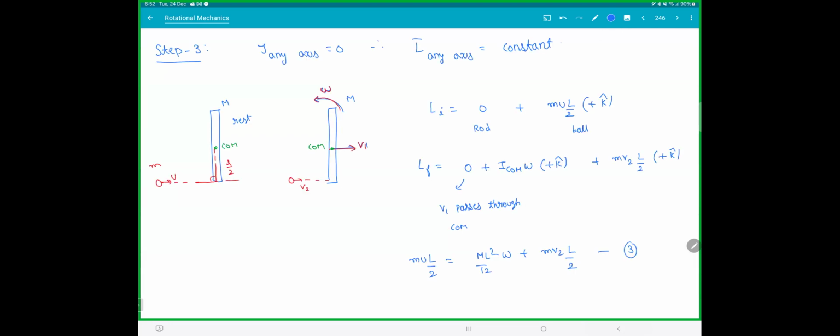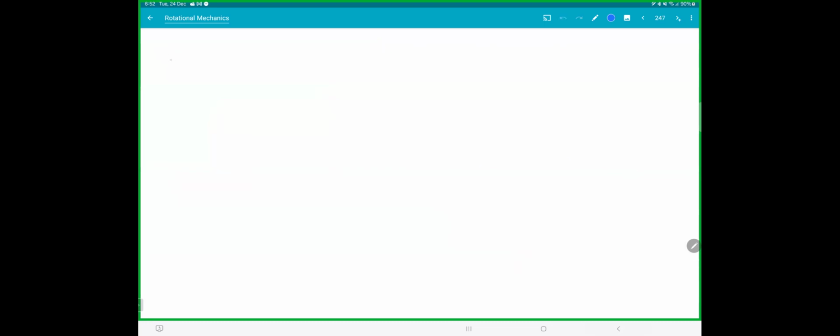Step 3. If you take torque about the point of collision, since you said any point is there, we'll take angular momentum about the point of collision. You will see why this is more convenient. It is also constant. So your diagram initial, your diagram final. This was mass and this was at rest.